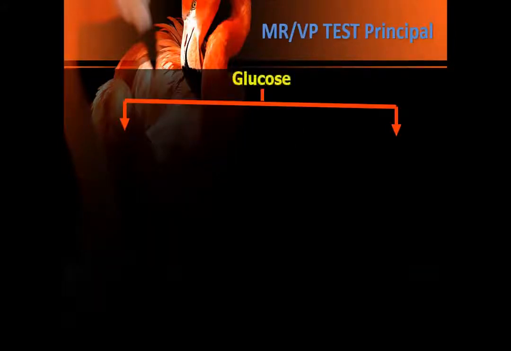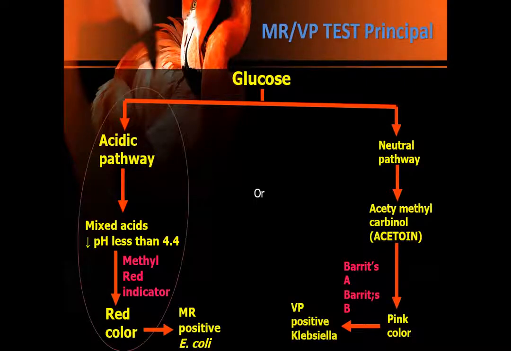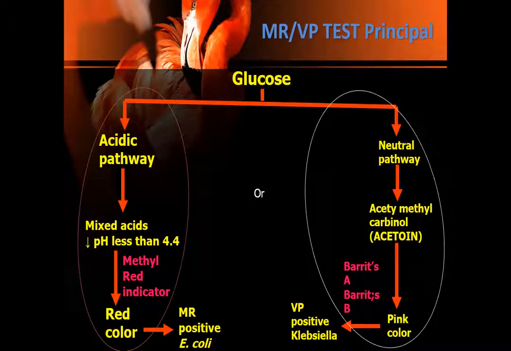Then there is another important test which is known as MRVP. If bacteria break down glucose through the acidic pathway, then the pH of the media, which is the MR medium, gets low, and then the methyl red indicator changes color.